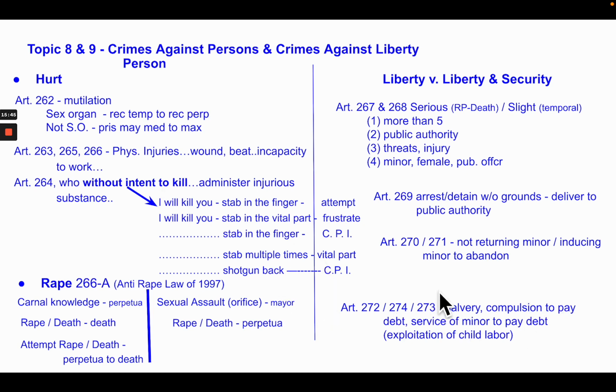All right, like I said, we will try to intersect these crimes, and I think this is what will happen in the bar exam. The examiner will most likely ask questions regarding crimes against persons and liberty, so that this idea of complex and special complex crimes can be tested. So let's go to that.